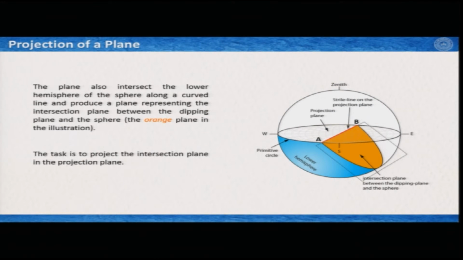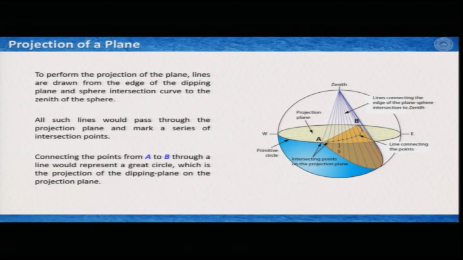We can also figure out that the intersection of this sphere and this plane also makes an intersection plane, which is highlighted in orange here, and this is the intersection plane between the dipping plane and the sphere. So, the task is to project this intersection plane onto the projection plane, and you can clearly visualize that this semicircle is the actual plane we were concerned with.